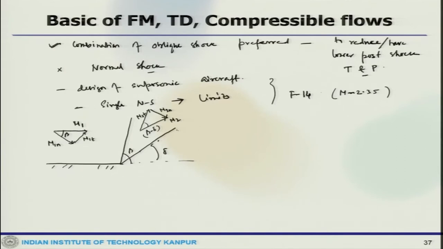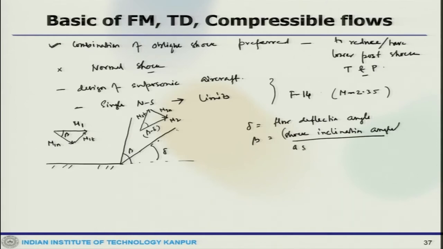So, we will take this figure where delta is the flow deflection angle, and beta is the shock inclination angle, or rather one can say the generated shock is inclined at an angle beta to the flow direction. So, that is what one can say.